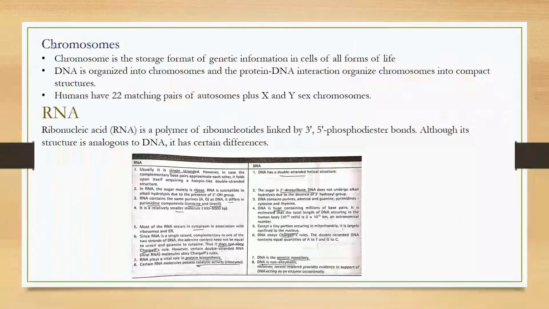So, finally, the chromosomes. Chromosome is the storage format of genetic information of cells in all forms of life. Chromosomes are visible under a light microscope when the cells are suitably stained. The number of chromosomes in an organism is species specific. Humans have 22 matching pairs of chromosomes plus X and Y sex chromosomes. DNA is organized into chromosomes, and the protein-DNA interaction organizes chromosomes into compact structures.